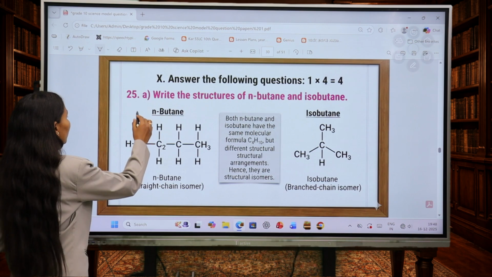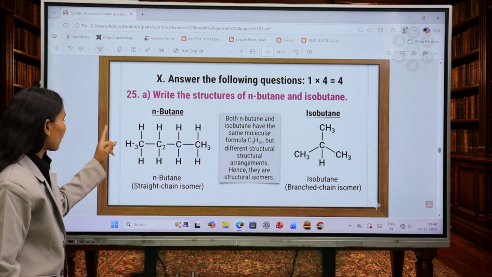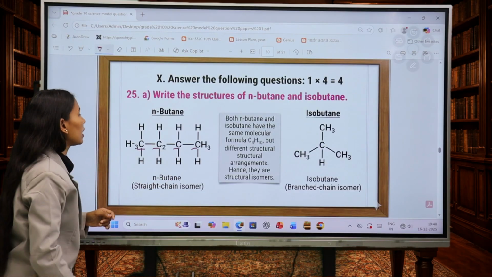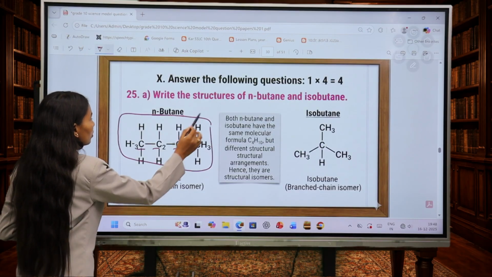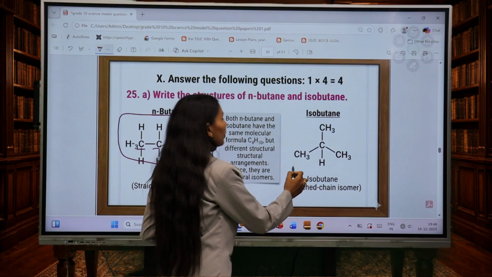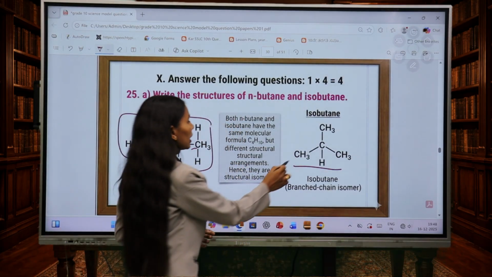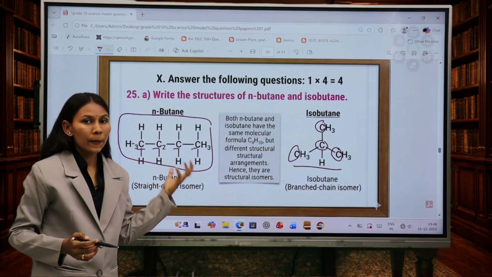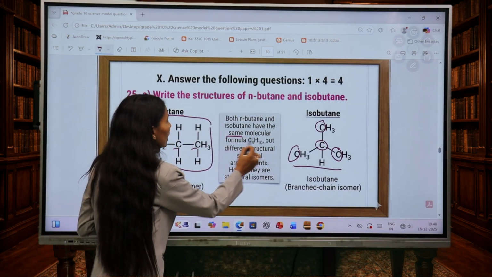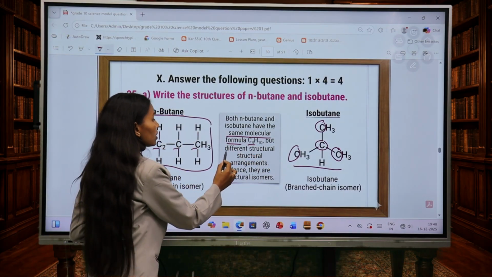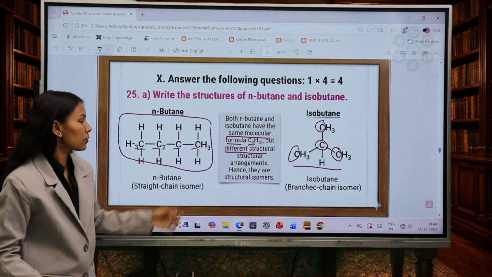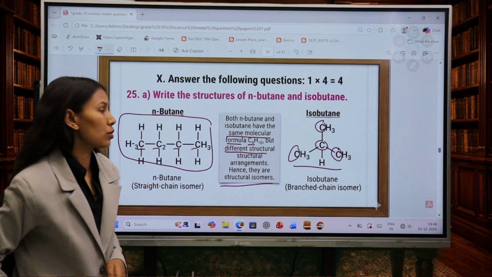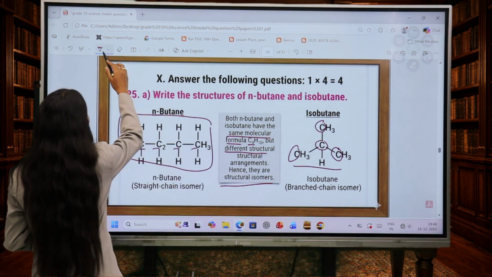Let's see n-butane. As you can see here, it has 4 carbon atoms forming a chain isomer. Here it is a branched isomer, it has 4 carbon atoms again, so it is a branched isomer. The molecular formula is the same, that is C4H10, but the structure is different. That is why these are called structural isomers. Okay, so let's go to the next question.